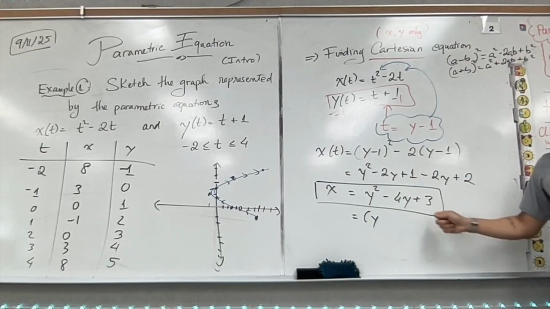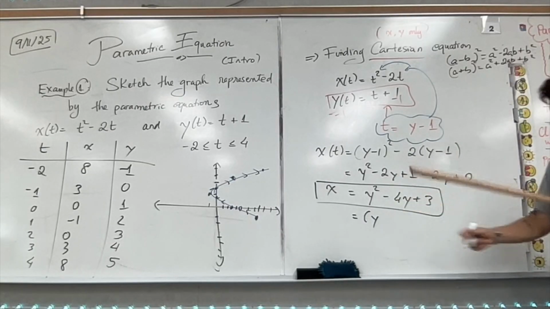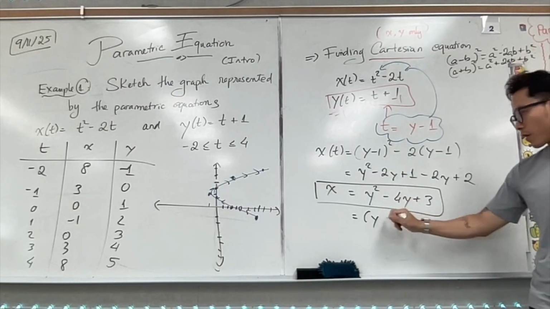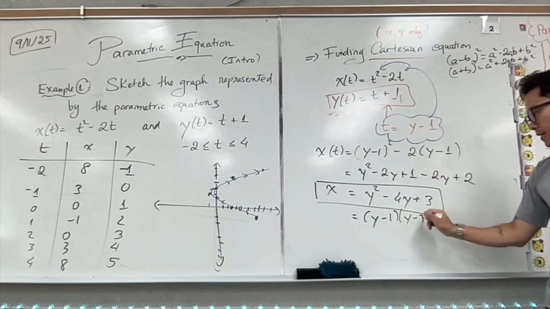How do you factor this? Two numbers multiplied to get 3 are 3 and 1, and then it's negative 4, so minus 1 and minus 3. That's another one.